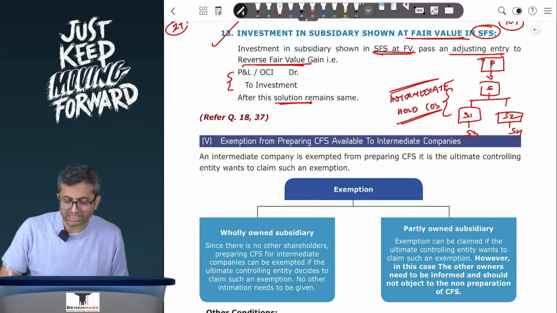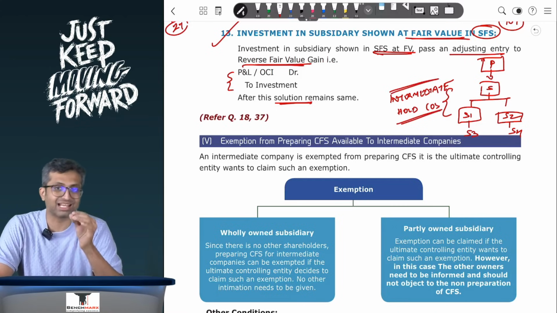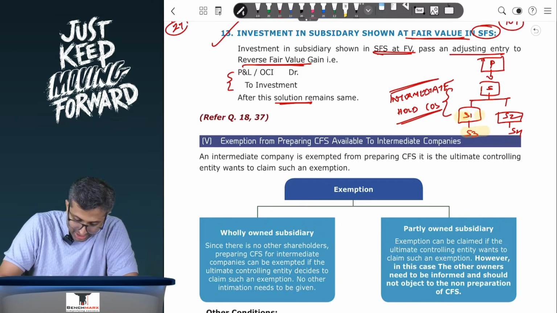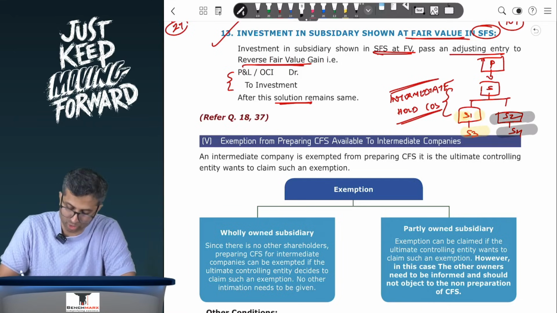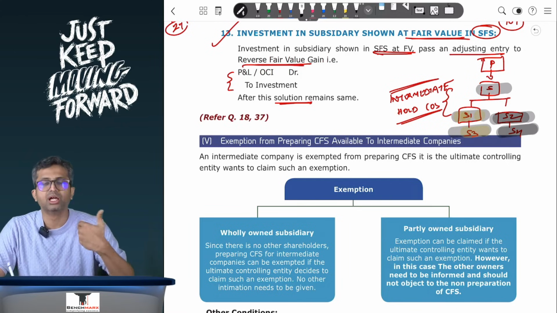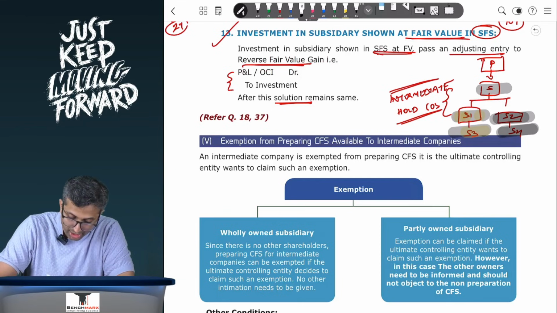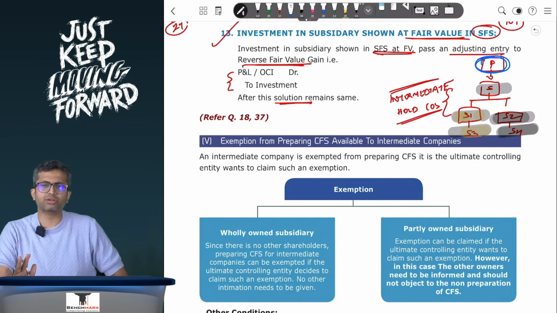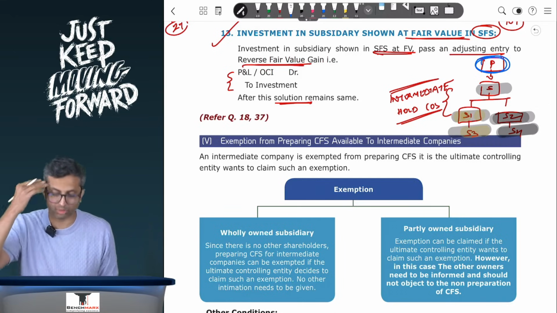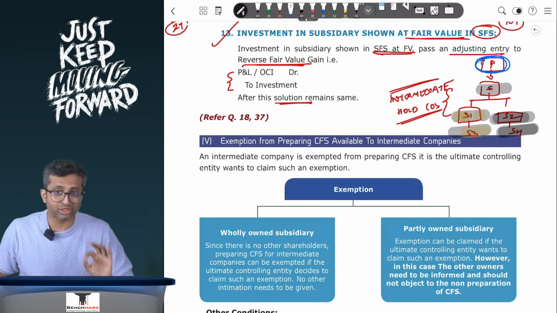So when I look at these intermediate holding companies, there is an exemption that is provided, because S1 with S3 has to prepare a CFS, S2 with S4 has to prepare a CFS, S with S1, S2, S3, S4 has to prepare a CFS. However, there is an exemption given. When will the exemption work? If the ultimate holding company is preparing consolidated financial statements as per Ind AS. Okay, that is point number 1. That is when you can possibly claim an exemption for intermediate companies.